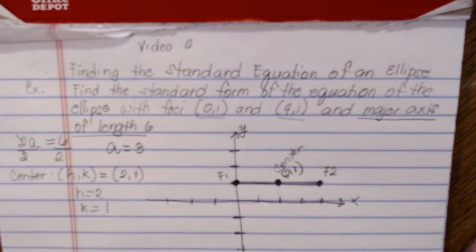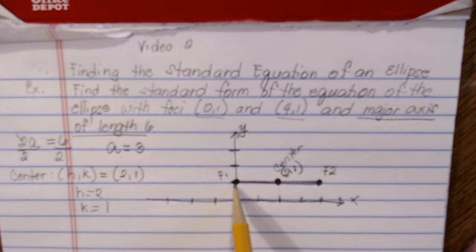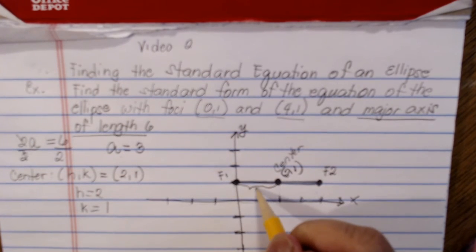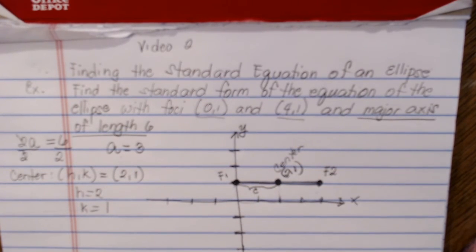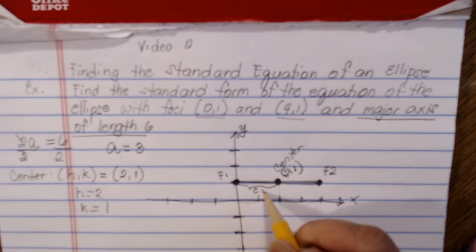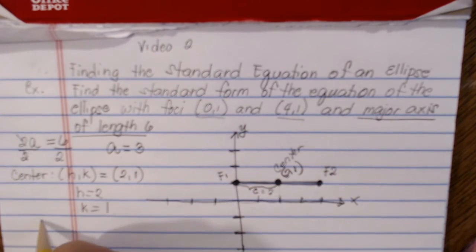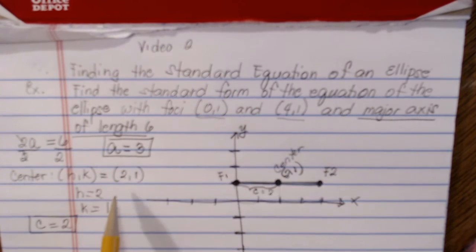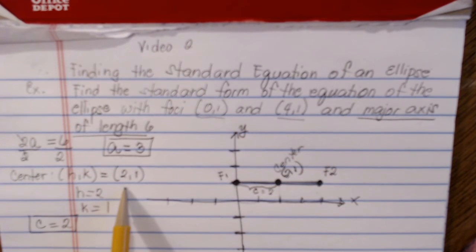Looking from the center to one of the foci, either left or right, you count, and that is your C value. So your C is 2 units. So I have my C, I have my A, I have my center. So what else do I need? B, right? So I need my B.